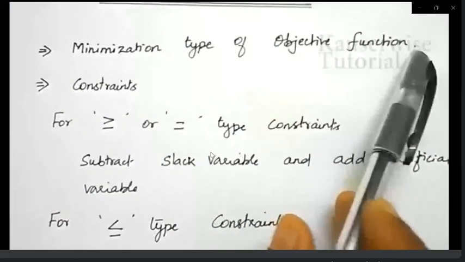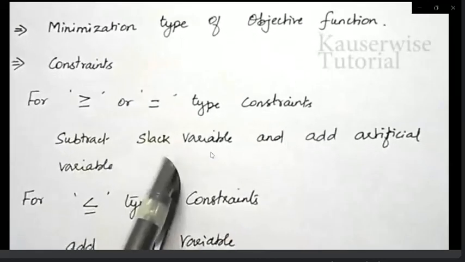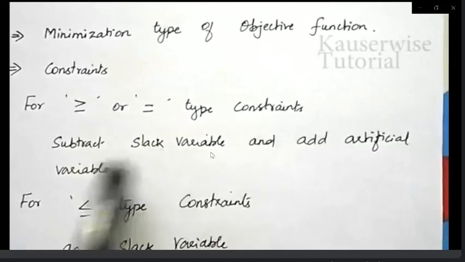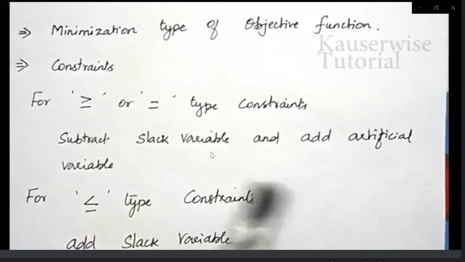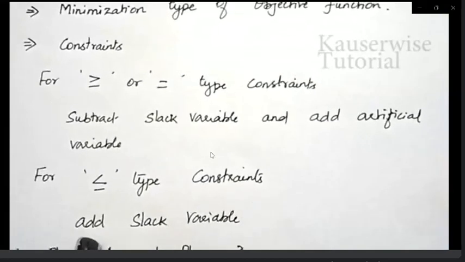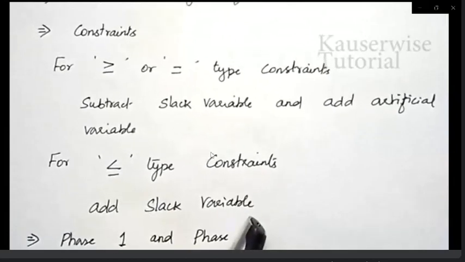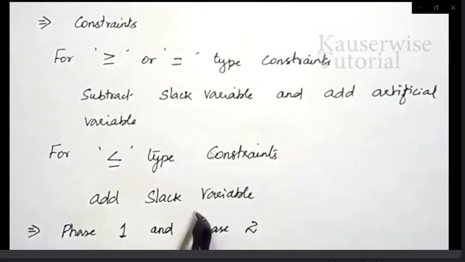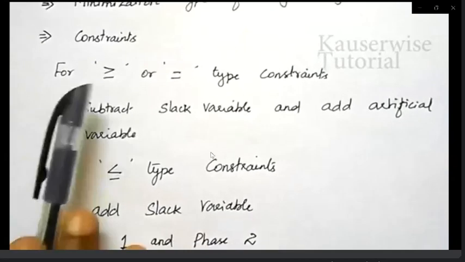Look at the second point, constraints. For greater than or equal type constraints, just subtract a slack variable and add an artificial variable, that is minus S1 plus A1. For less than or equal to type constraints, just add a slack variable only. Here we need not introduce any artificial variable. So this is the procedure regarding constraints which involve greater than or equal to and less than or equal to.